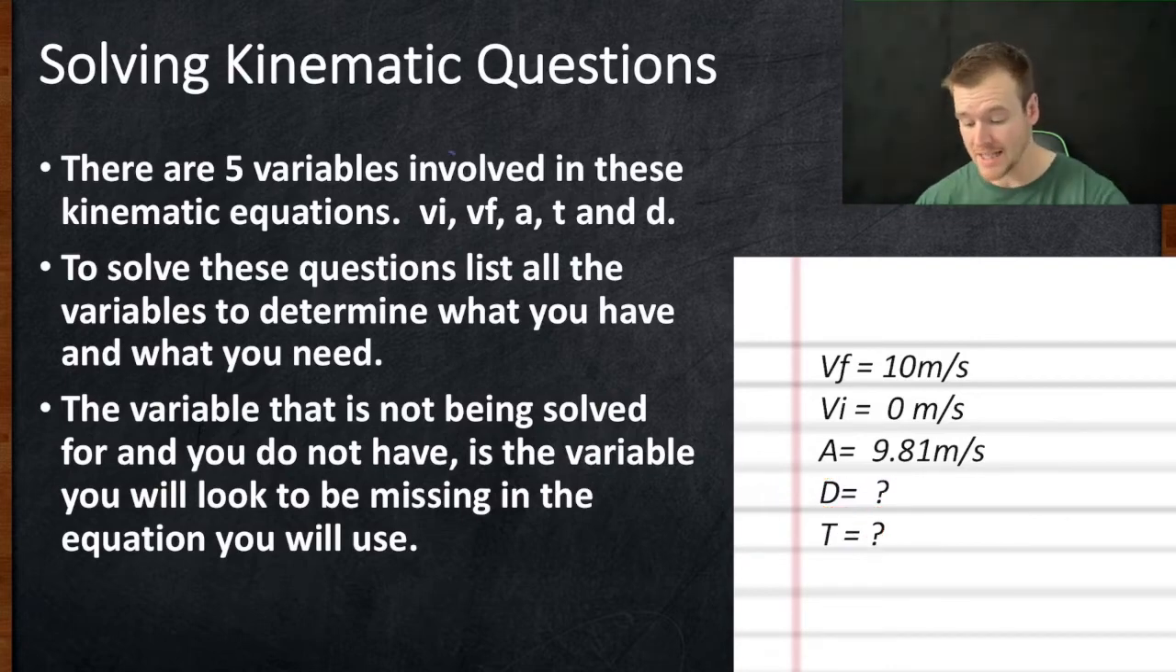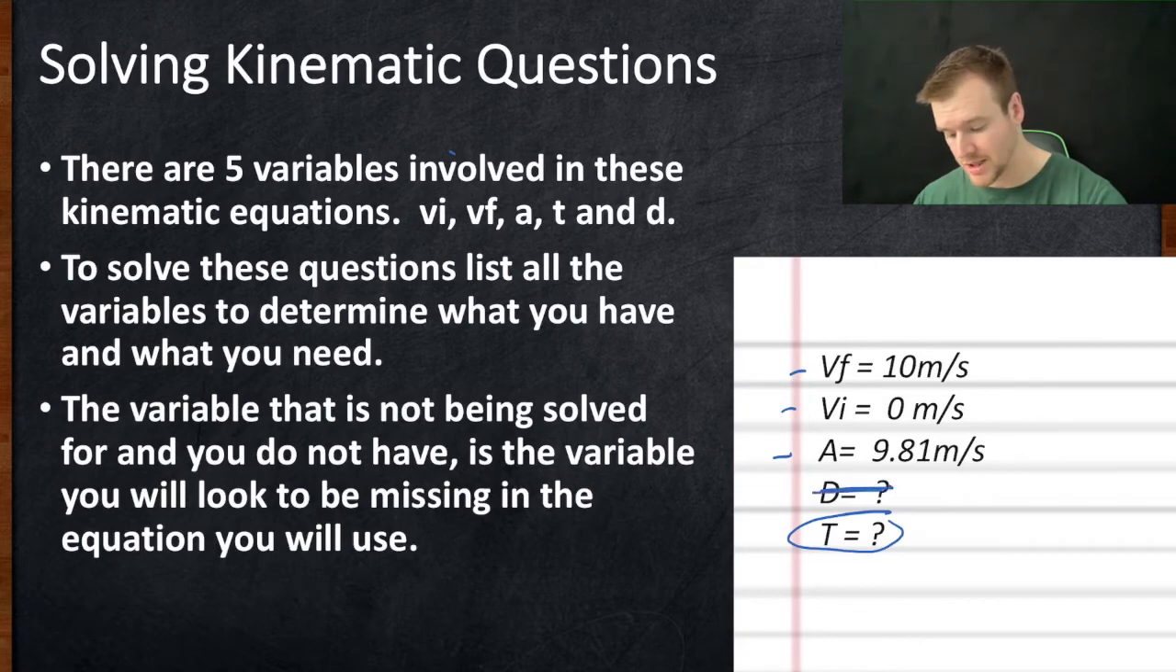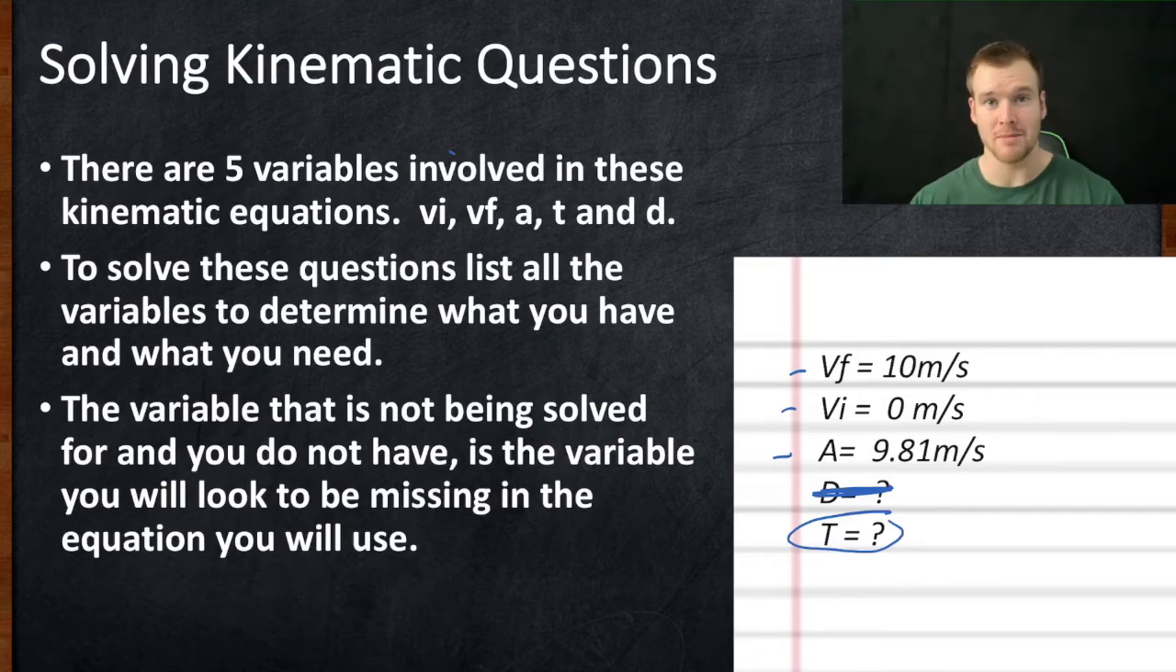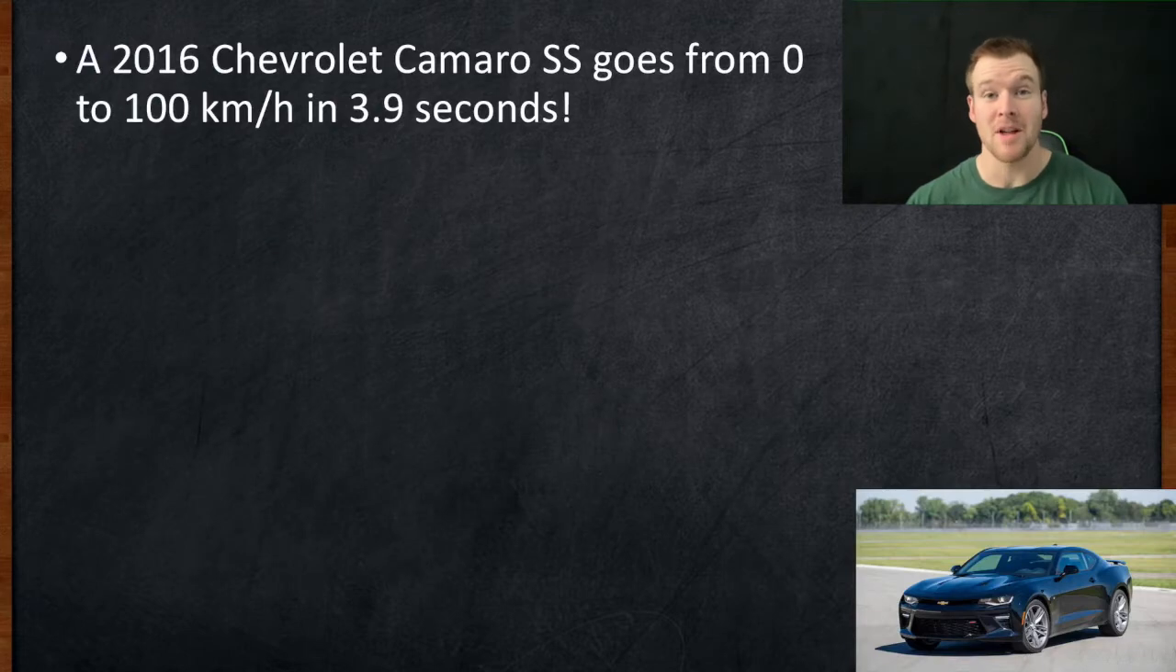Similarly, if you were asked for the amount of time and you had all this information, then the displacement isn't important. You're not solving for it and you don't know it. So you'd look for the equation that does not have displacement. And once we get all 4 kinematic equations, there will be one that has all of those except displacement, and you'll be able to pick the right one for each of those scenarios. But anyway, let's solve this one.